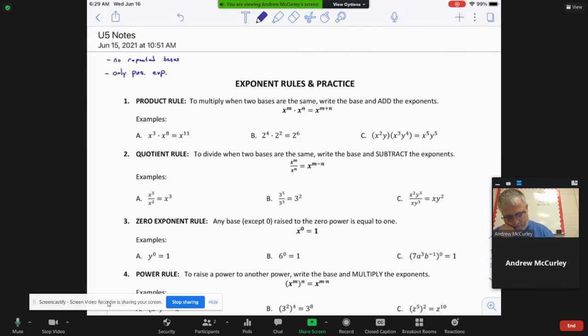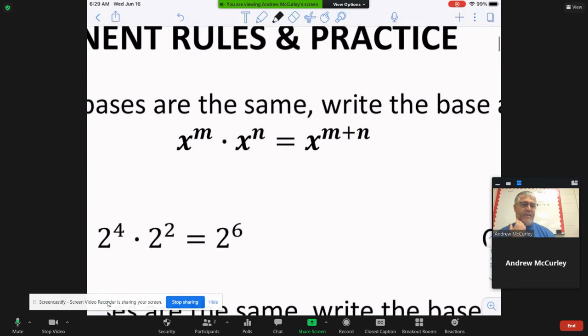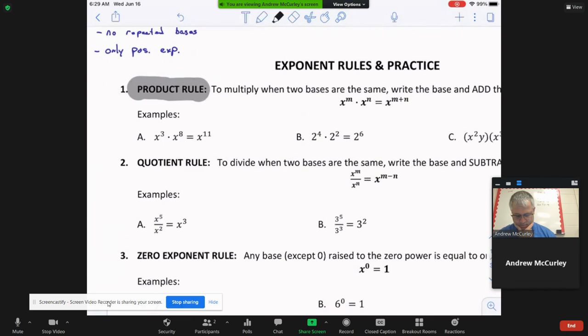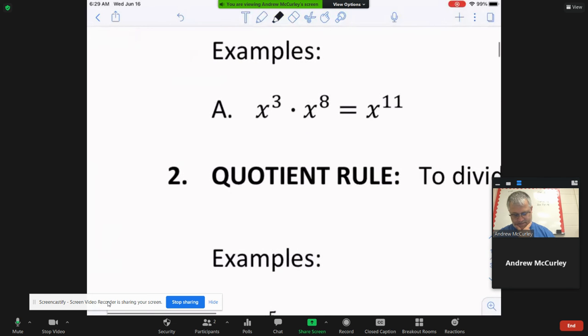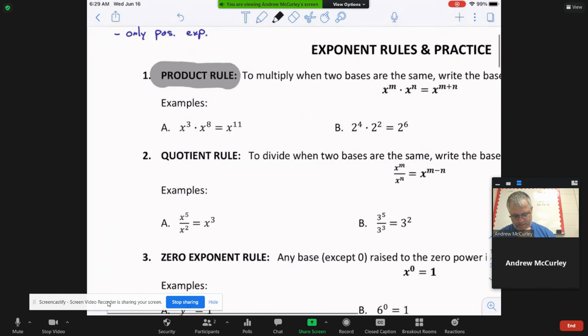Number one is the product rule. So the product rule, basically we add together the exponents. Here it is in math terms. We can add together the exponents if we have the same base. Must be the exact same base. I think you've seen that before. Good example, example A: x to the third times x to the eighth is x to the 11th.